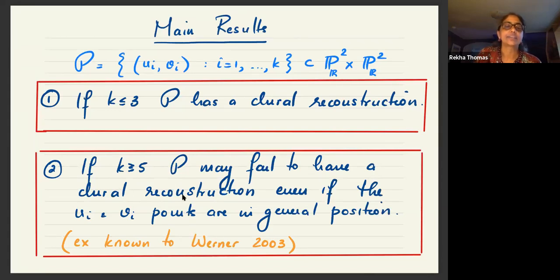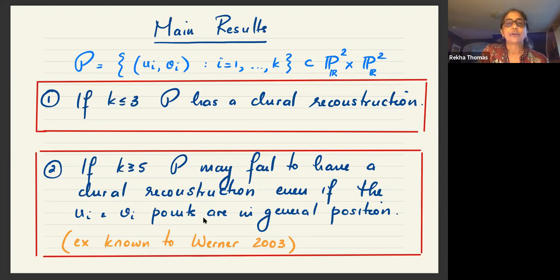So it seems like from 5 onwards there is no hope, and k of 3 or below is fine. Specific examples of the k equals 5 situation were known to Werner in 2003. The examples I showed you are modifications of his example to do certain algebraic and geometric things that we want. But this is the story. So that leaves 4. What happens in 4?